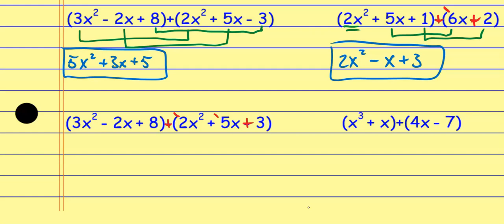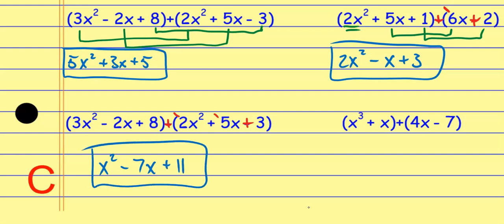Okay? And now I can combine like terms, the 3x squared and the negative 2x squared. Those are like terms. So that gives me a 1x squared. The negative 2x and the minus 5x gives me a negative 7x. And the 8 and the 3 give me a plus 11.